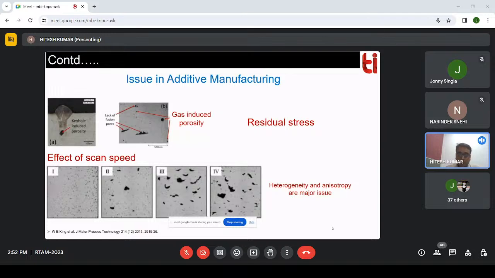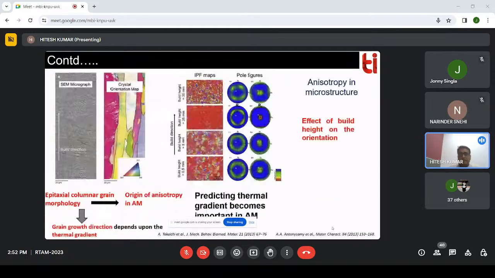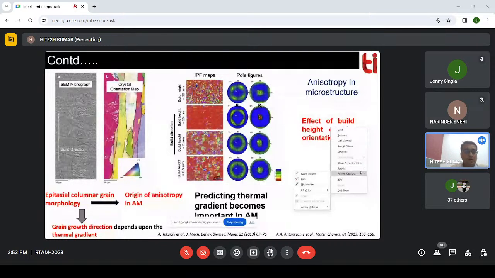Other than these problems, a texture difference is also going to be observed in additive manufacturing material. These are the electron backscattered diffraction images. What is electron backscatter diffraction? It is EBSD, which tells you how the grains inside your material are oriented and how they look.